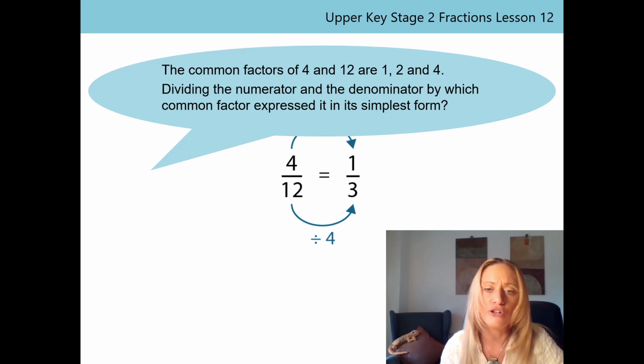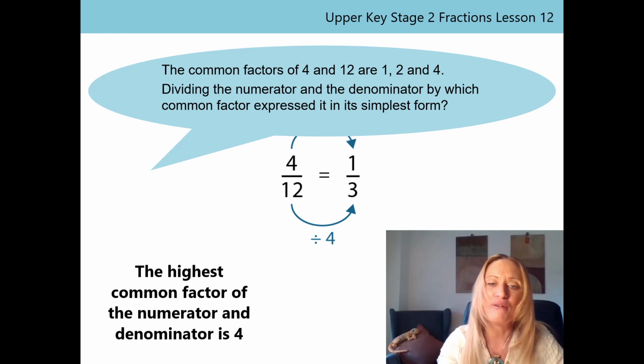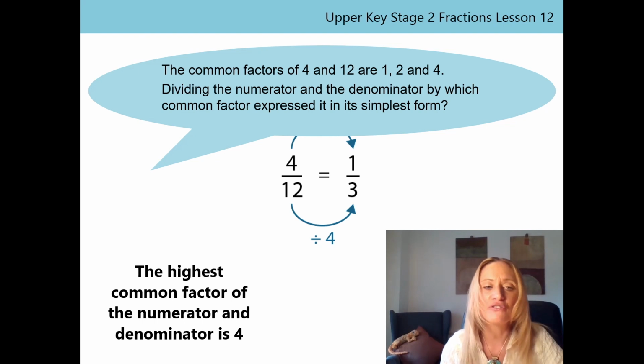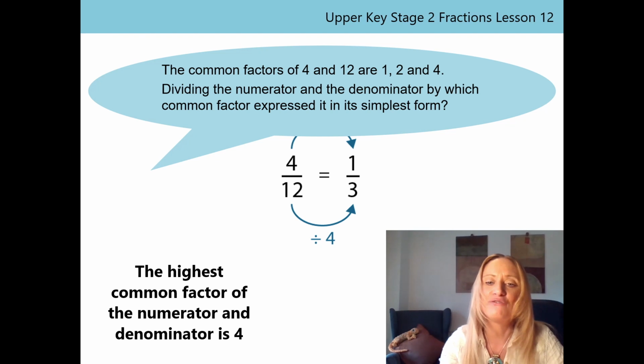Can you tell me anything about the common factor 4? So have a look at 1, 2 and 4, which are the only common factors of 4 and 12. And what can you tell me about 4? Do you remember the language? It's the highest common factor, isn't it? Let's say that together. The highest common factor of the numerator and denominator is 4. Really well done. One more time. The highest common factor of the numerator and denominator is 4.